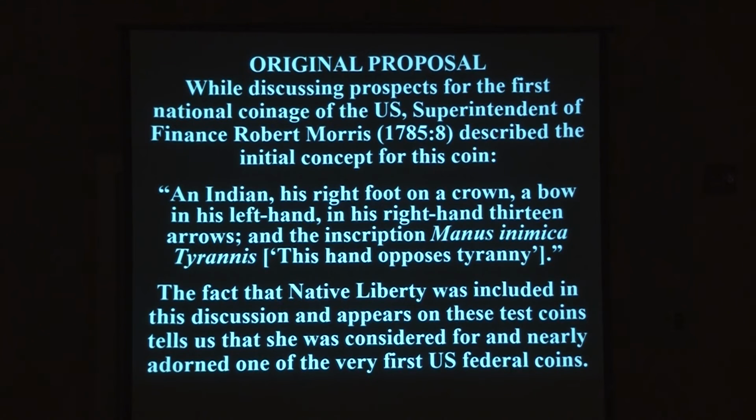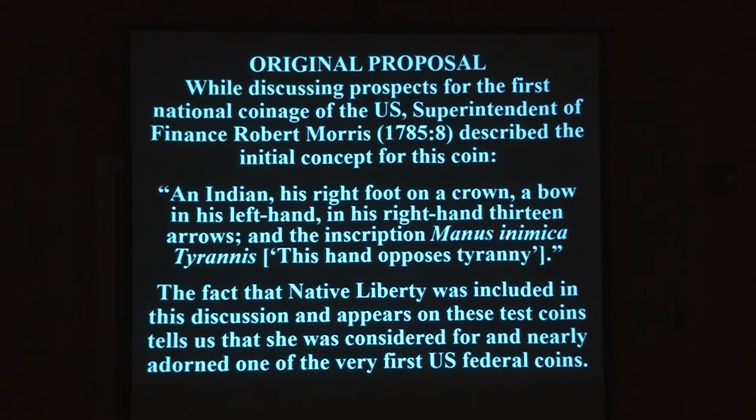In fact, we have the original proposal for that coin. While discussing prospects for the first national coinage of the US, Superintendent of Finance Robert Morris described the initial concept for it. Quote, "an Indian, his right foot on the crown," we'll get back to that in a minute, "a bow in his left hand, and in his right hand, 13 arrows." Well, they cut it down. It's kind of hard to strike 13 arrows on a coin, all right? And have it legibly be 13 arrows.